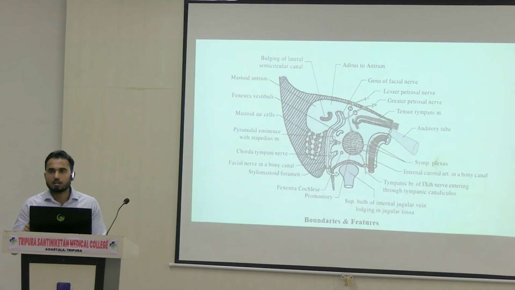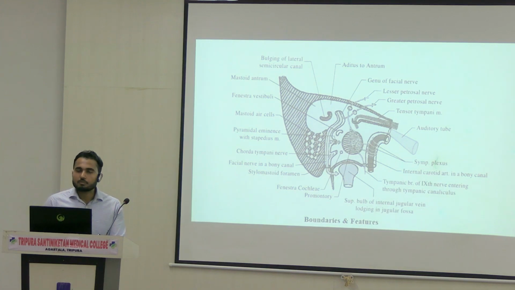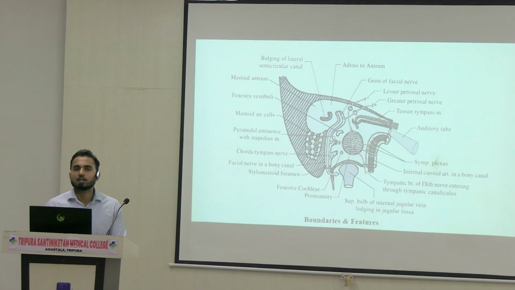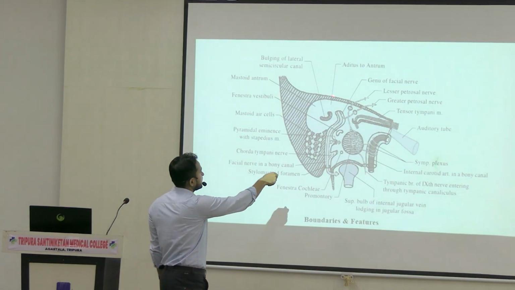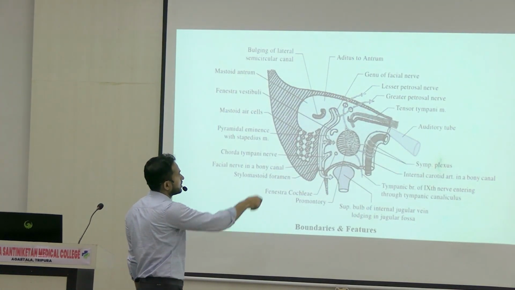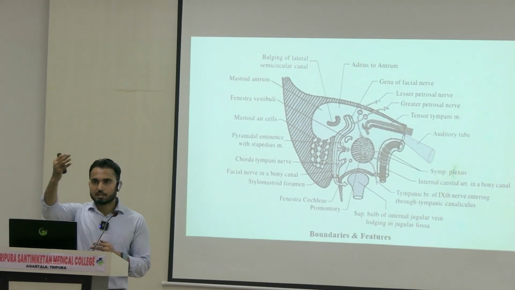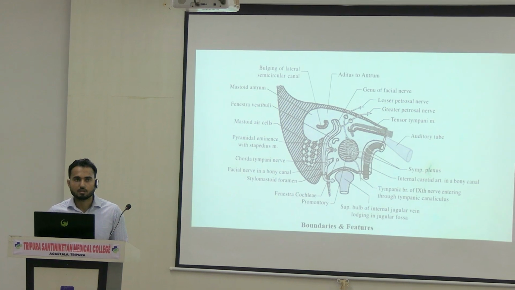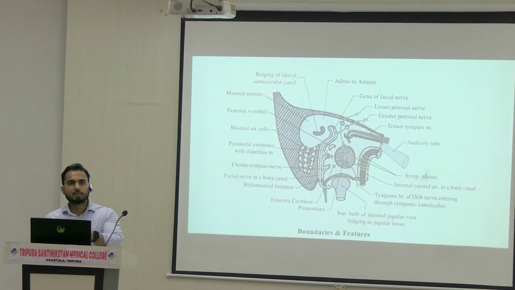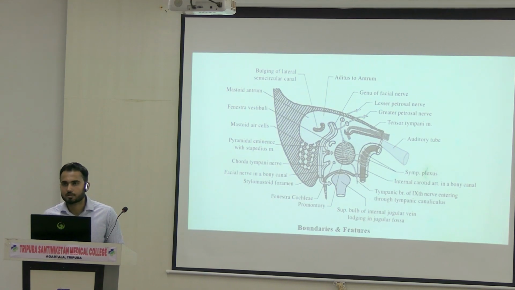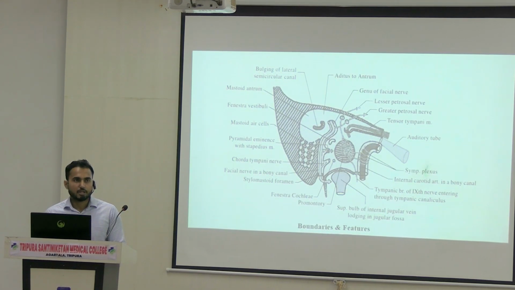So these are the features of the roof. Next, there are some conditions in which the tegmen tympani is not ossified. The tegmen tympani remains unossified, especially during childhood. At that time, what happens? The infection from the middle ear cavity can reach the middle cranial fossa. If this part of the bone is unossified, the middle ear cavity is directly exposed to the middle cranial fossa, and an infection in the middle ear cavity can go directly into the middle cranial fossa. So that is the roof.